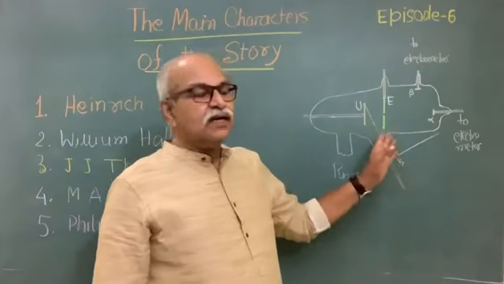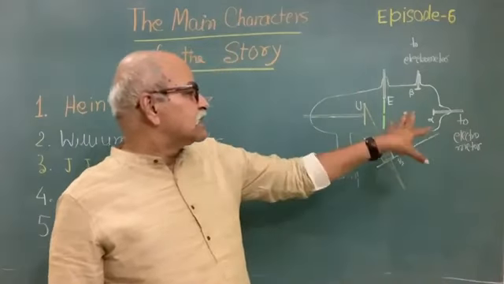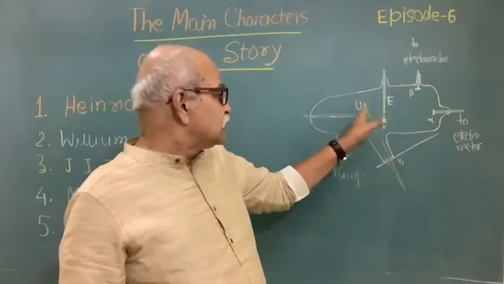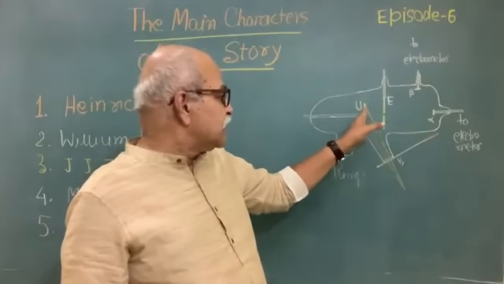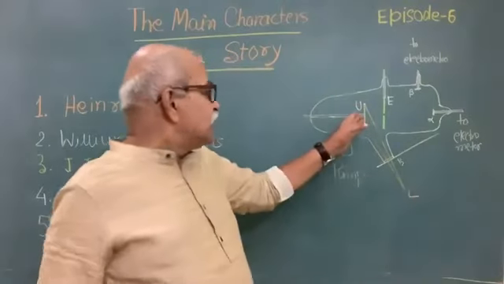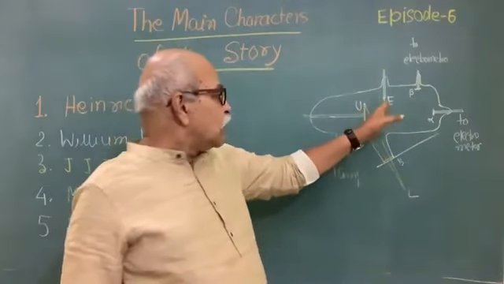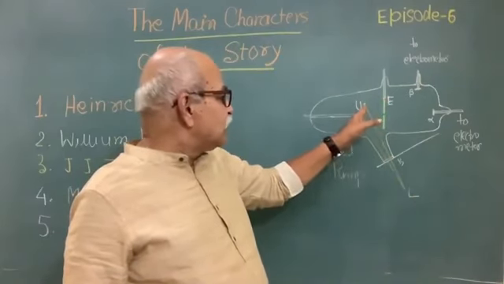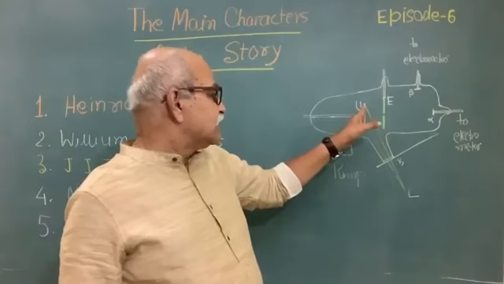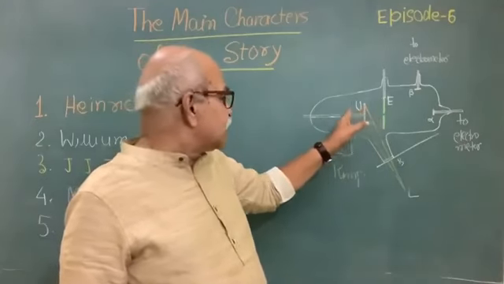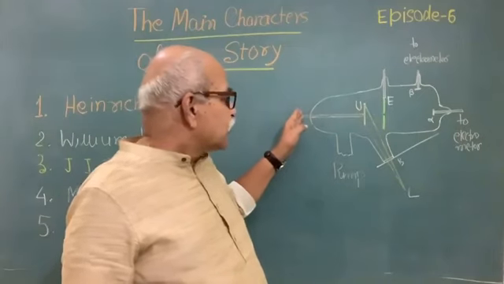So here is the apparatus. We have already described it. This is the plate from which the photoelectric effect will take place, and from the source L, light is coming. This E is the counter plate. This U is the plate from where we expect this photoelectric effect, and that is placed at a certain potential that you can control from here.